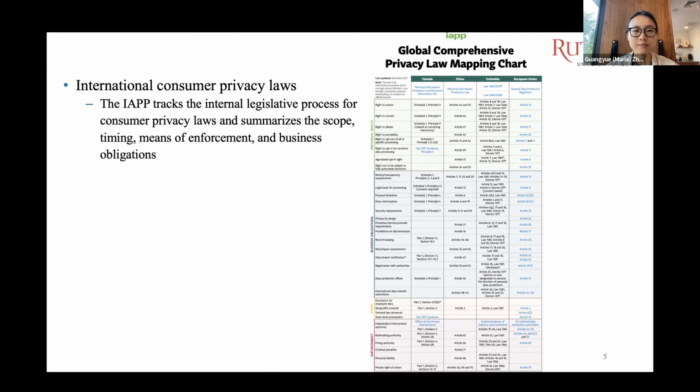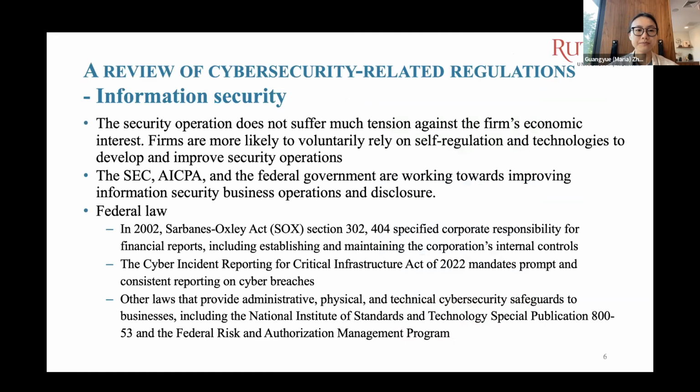We can see that some seminal laws include the ones from Canada, China, Colombia, and the European Union. There are some other countries summarized by the IAPP on their website, which you can refer to in more detail. They also provide summaries regarding the individual rights, business obligations, scope of law, and enforcement of law of these international consumer privacy laws.